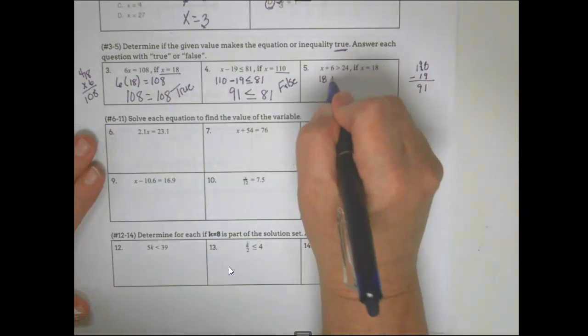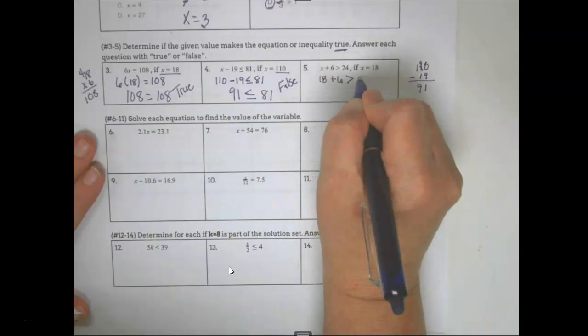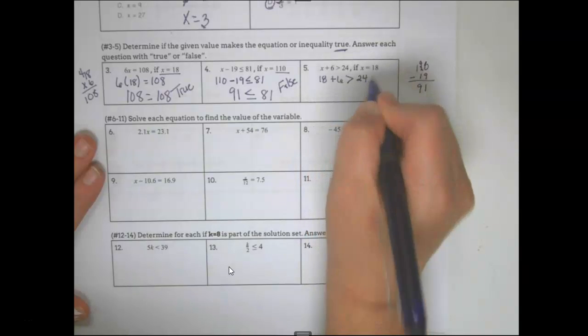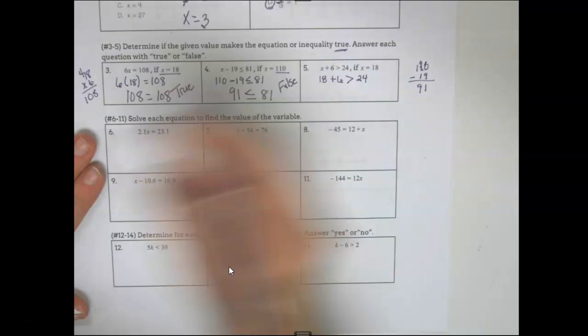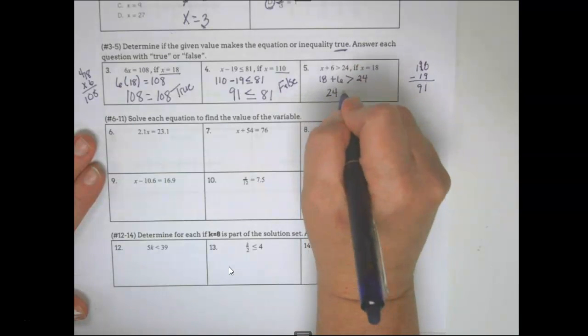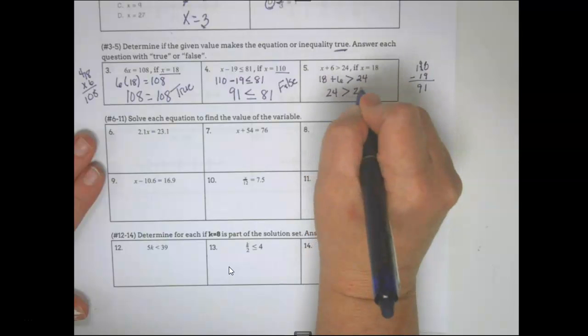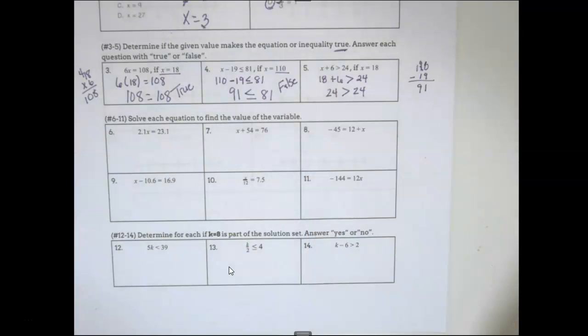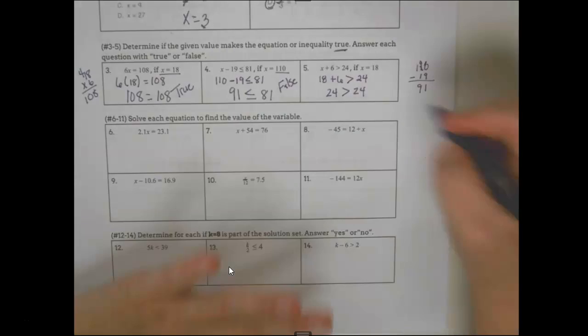18 plus 6 is greater than 24. 18 plus 6 is 24. Is 24 greater than 24? This is false.